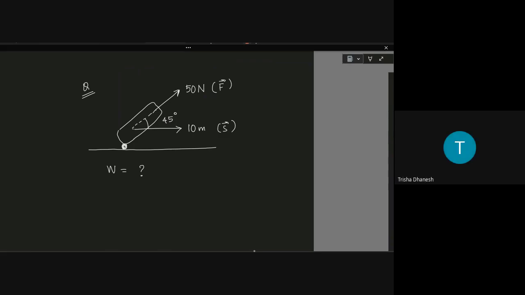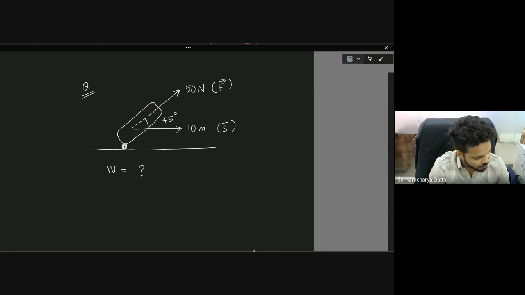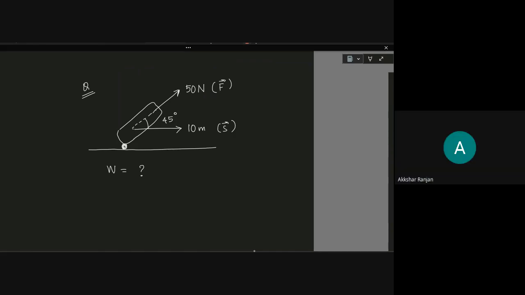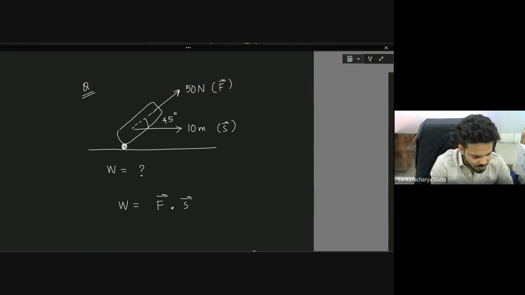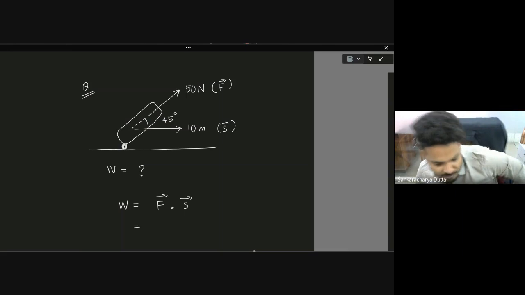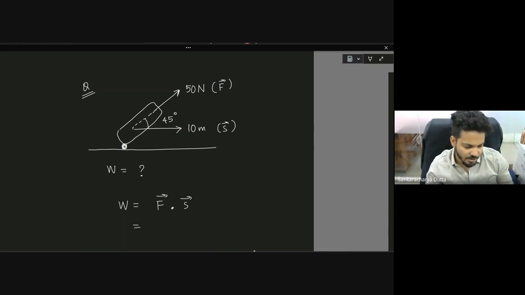Yes, sir. How much? 250 √2. Okay, let's check. Work done is given by the dot product of force and displacement. If you didn't know this, we'll teach you again when I'm teaching work, power, energy. That's the 4th chapter in physics. So force dot displacement.